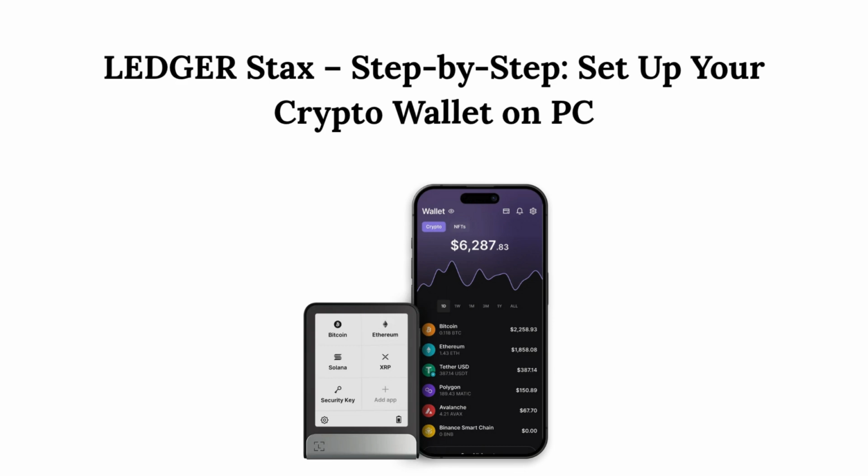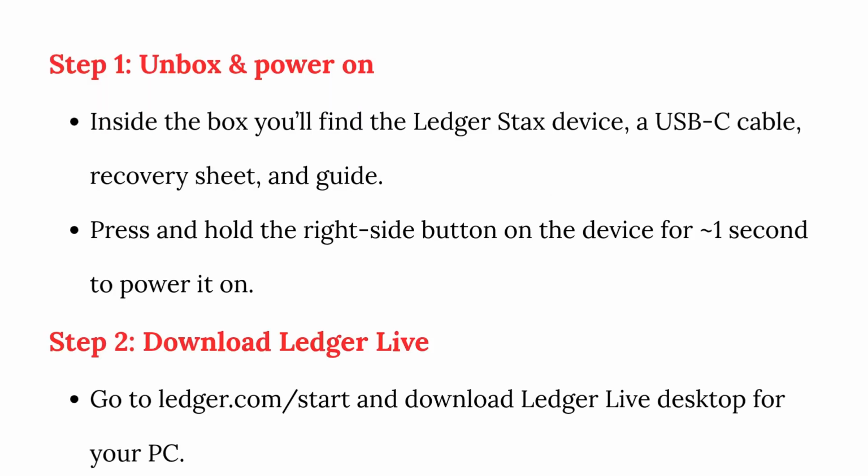LEDGER Stax, Step by Step. Set up your crypto wallet on PC. Step 1. Unbox and power on. Inside the box, you'll find the LEDGER Stax device, a USB-C cable, recovery sheet, and guide. Press and hold the right side button on the device for 1 second to power it on.